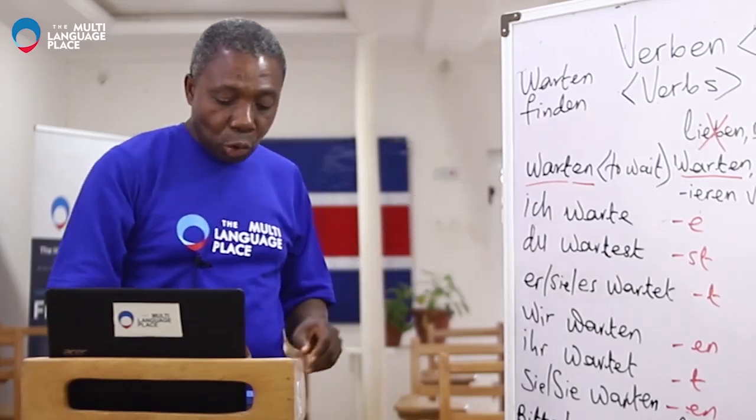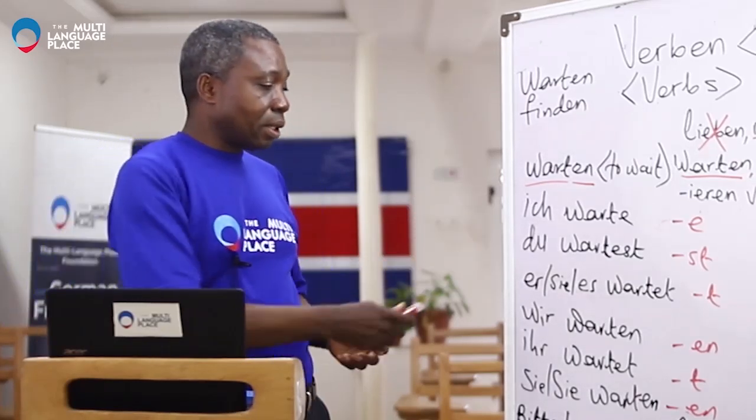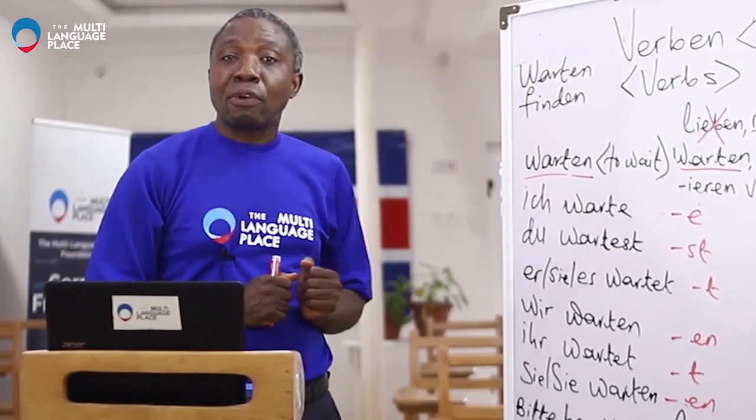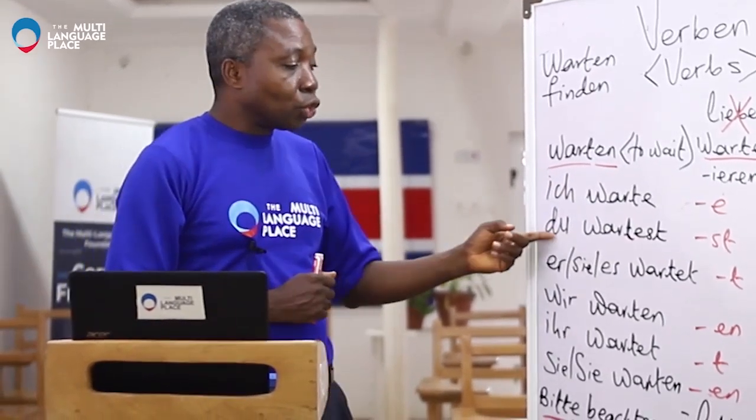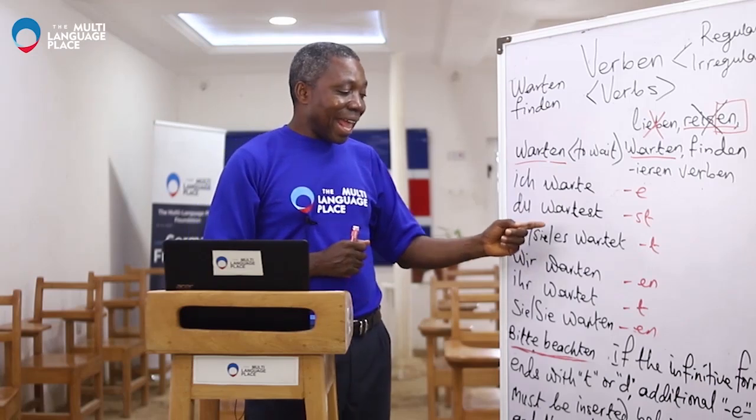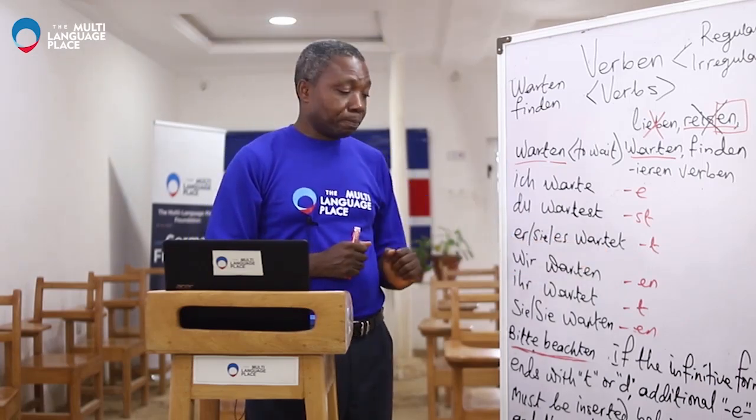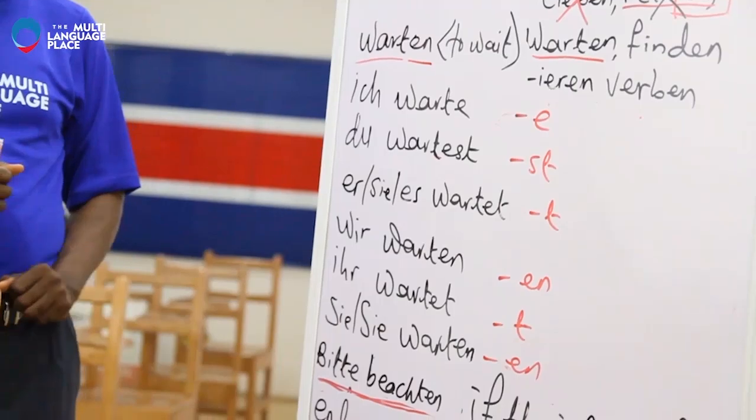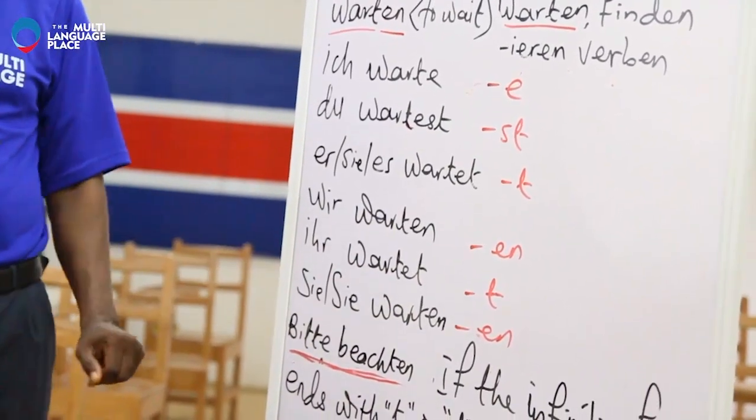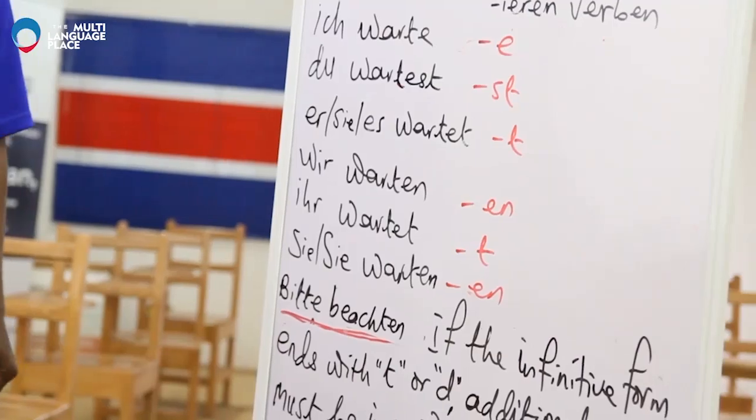Here we have the conjugation of the verb warten. Be mindful of the personal pronoun. So we have ich warte, du wartest, er, sie, es wartet, wir warten, ihr wartet, sie warten.